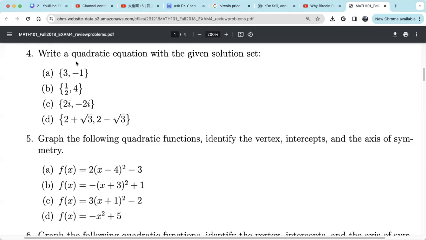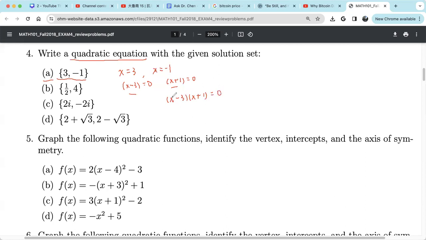Question 4, we want to write a quadratic equation with the given solutions. So let's see A. Two solutions, which means we can write x equals 3 and x equals -1. We rewrite this as x minus 3 equals 0, and for this one, x plus 1 equals 0. Then we multiply those two: (x minus 3)(x plus 1) equals 0.